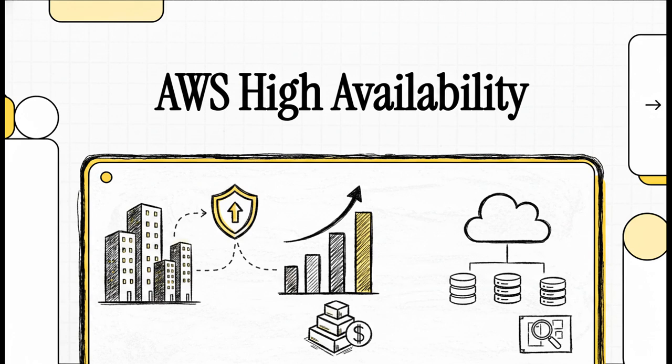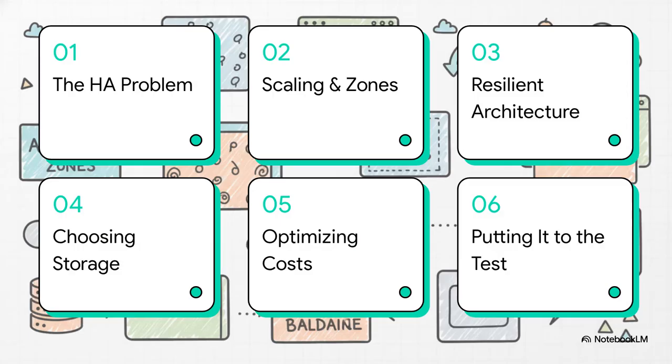Welcome to the Explainer. Today we're making sure you never have to live through that nightmare scenario. We're totally demystifying AWS high availability, scaling, storage, and pricing. And we aren't just going to throw theory at you. We're going to break down a practical, real-world case study to see exactly how resilient cloud architecture is built right from the ground up. Here's our game plan for today. We'll start with the high availability problem, then move into scaling and availability zones, building a resilient architecture, choosing the right storage, optimizing your cloud costs, and finally, putting it to the test.